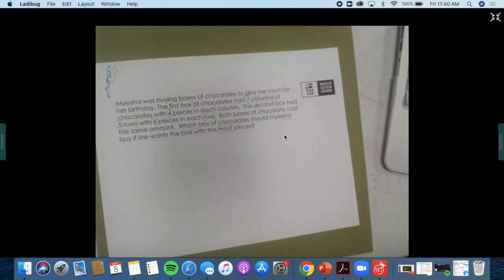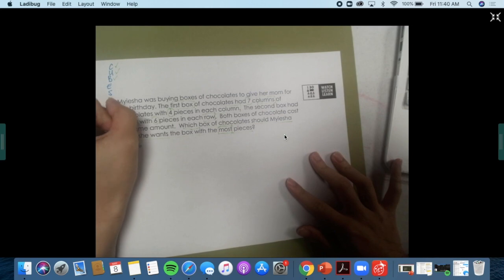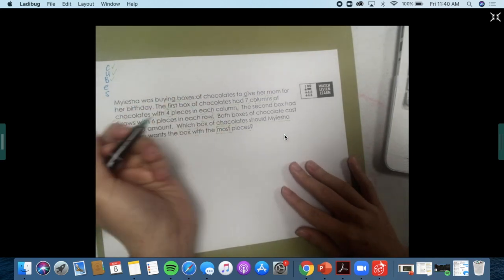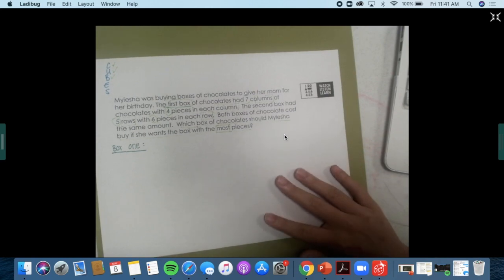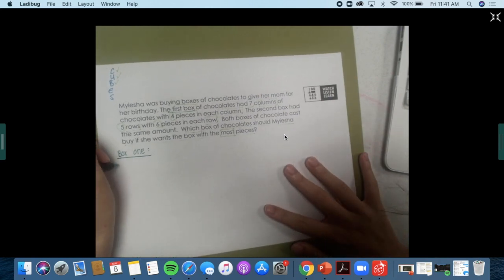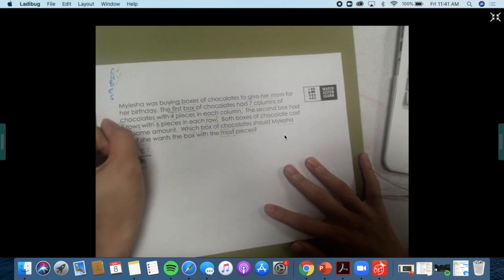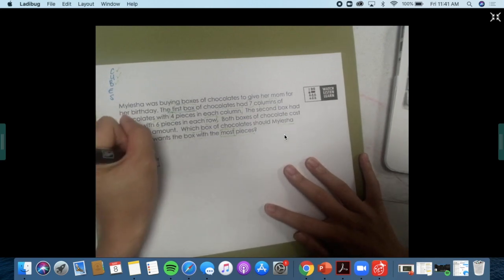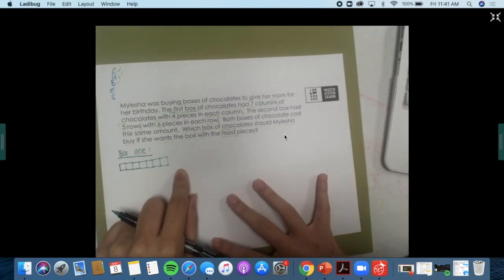So I'm going to do box 1 in dark green so you can see it. And I'm going to label it saying box 1. And it says for the first box, which is box 1, it had 7 columns of chocolate. So I'm going to draw 7 columns. 1, 2, 3, 4, 5, 6, 7. And in each column, there were 4 pieces.